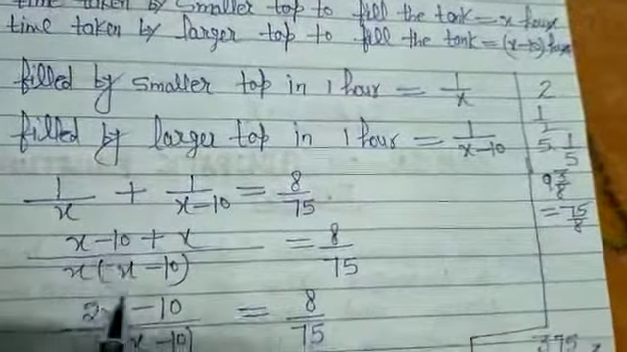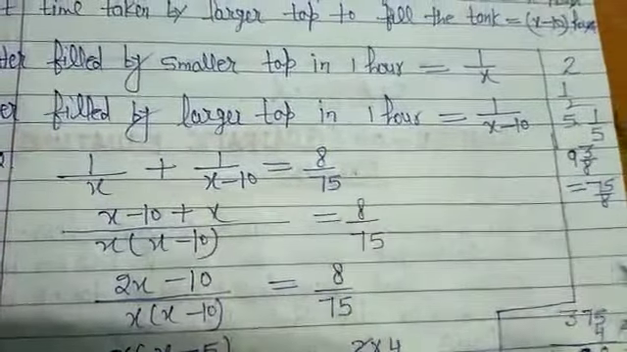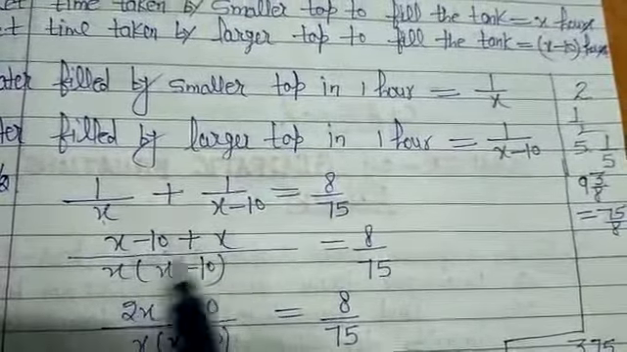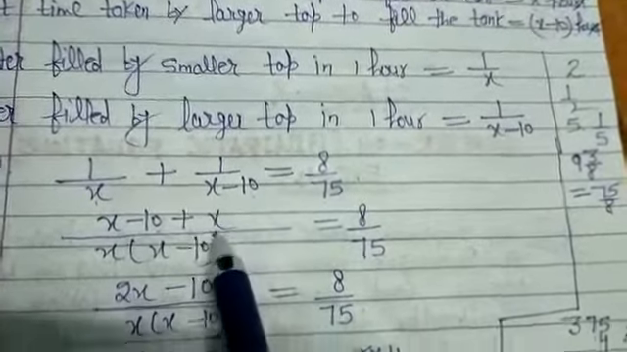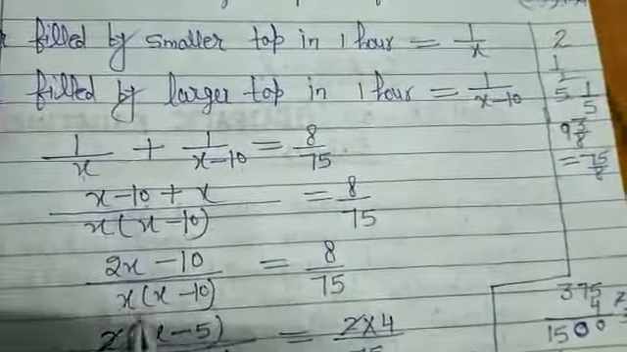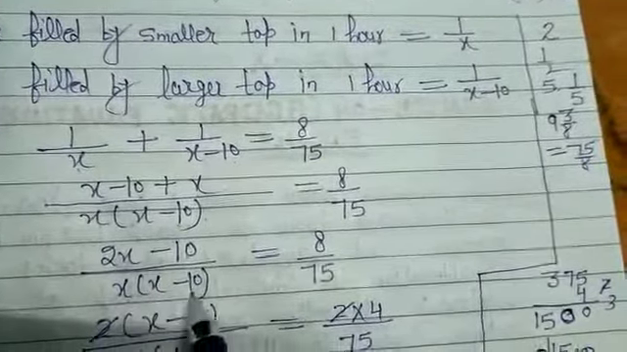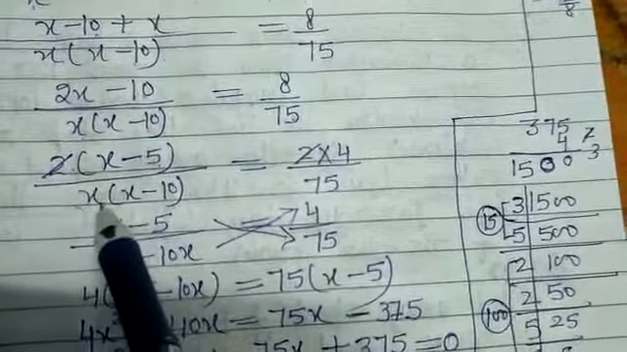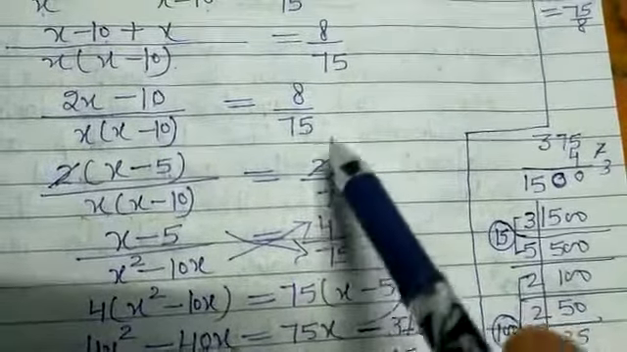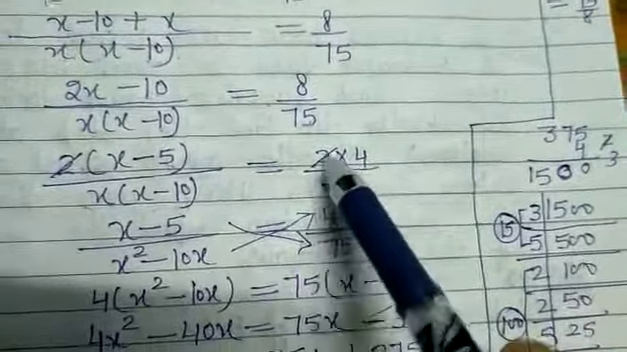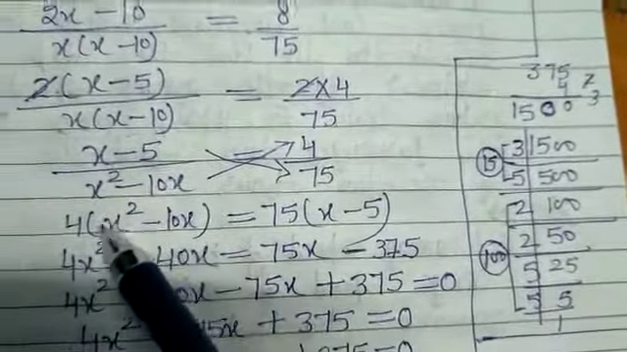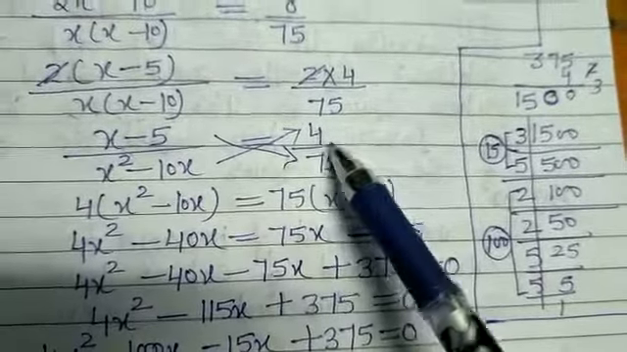Now we will take the LCM, that is x into x minus 10. When it is divided by the first denominator, x minus 10 is left. In the same way, x into x minus 10 divided by the second denominator, x is left. So x plus x minus 10 is 2x minus 10, and in the denominator x into x minus 10, is equal to 8 upon 75. Now you see in the numerator 2 is common: 2 into x minus 5 upon x into x minus 10 is equal to 8 upon 75. I can write 8 as 2 into 4 upon 75. This 2 and 2 will cancel out. So the remaining terms are x minus 5 upon x square minus 10x is equal to 4 upon 75.